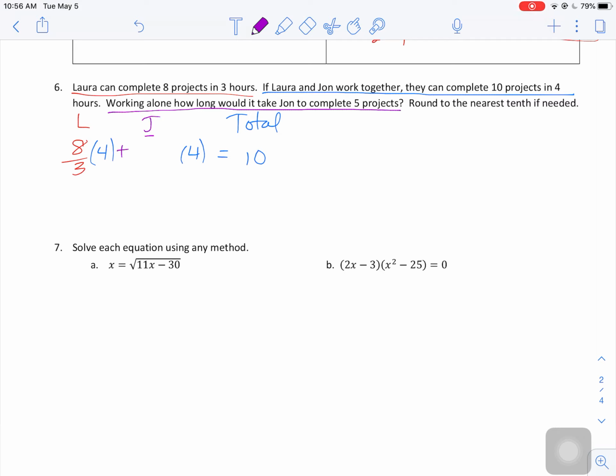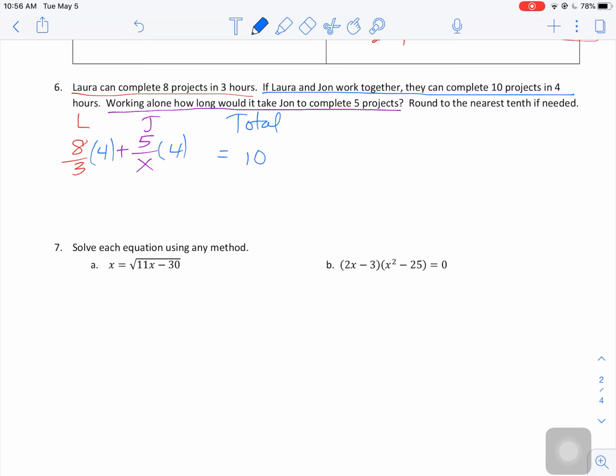So here's John, 5 projects divided by his unknown amount of time. And then let me put this 4 closer to where it goes, like that. So there's your initial setup.